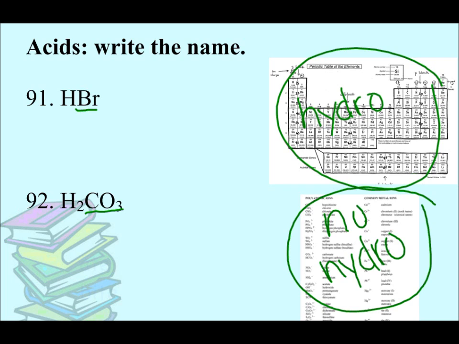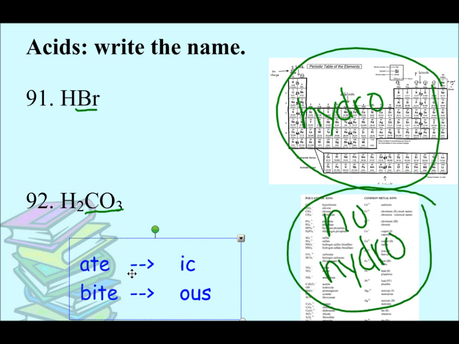And instead of using hydro for the polyatomics, you'll use a different rule. If the polyatomic ends in ate, you'll change it to ic. And if it ends in ite, you'll change it to ous.